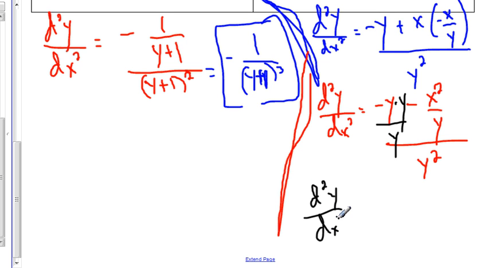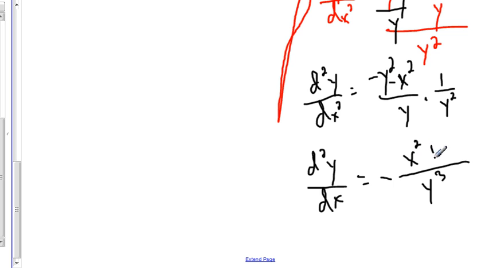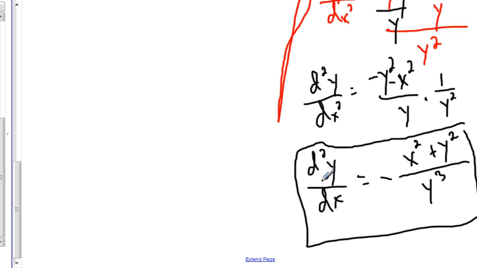Let me write the numerator. First of all, the second derivative equals negative y squared minus x squared over y times, and since we're dividing by y squared, it's going to be multiplying by 1 over y squared. And so now the second derivative is going to be equal to, and I'm going to factor out the negative from the numerator. First of all, y times y squared is y cubed, and when I factor out that negative, it's just going to be x squared plus y squared. A couple ways you could write that. Okay, that's the second derivative.